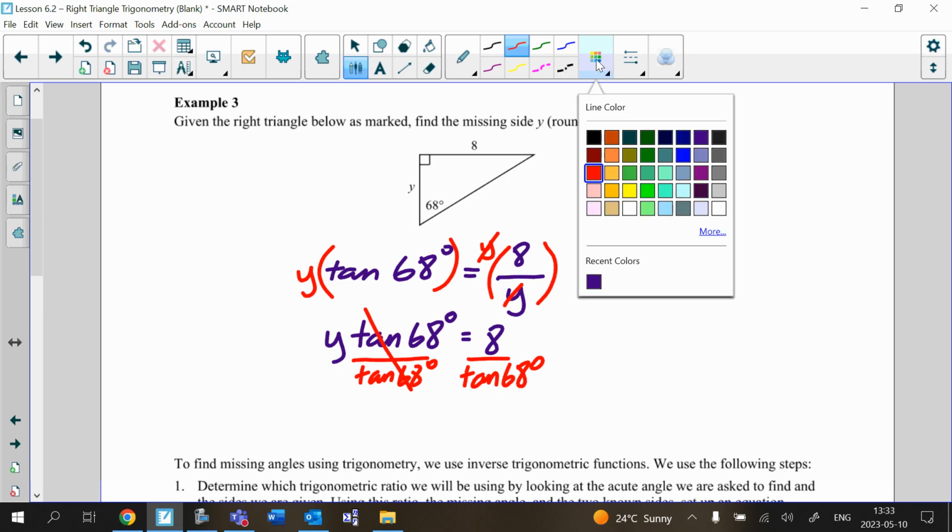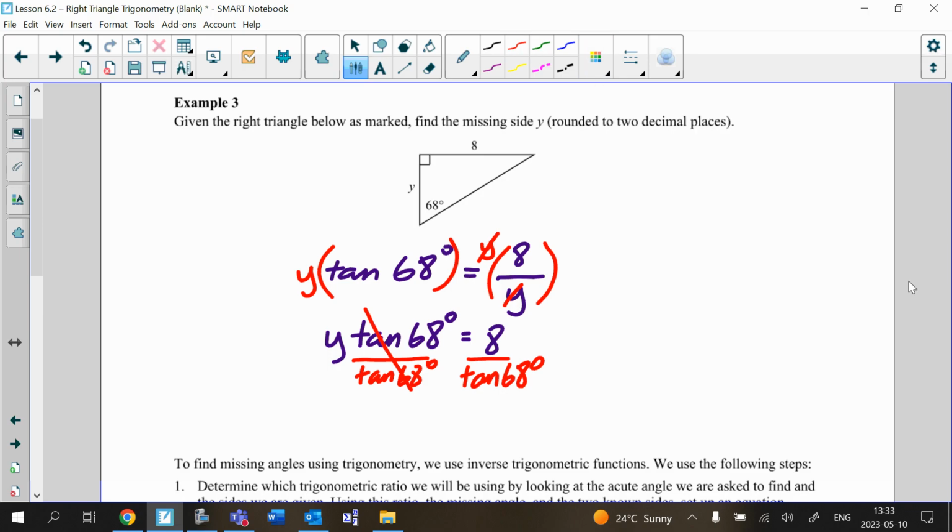So that means to find my missing y, my missing side length, on my calculator I have to do 8 divided by the tan of 68 degrees. So 8 divided by tan 68 is going to give me, to 2 decimal places, 3.23.